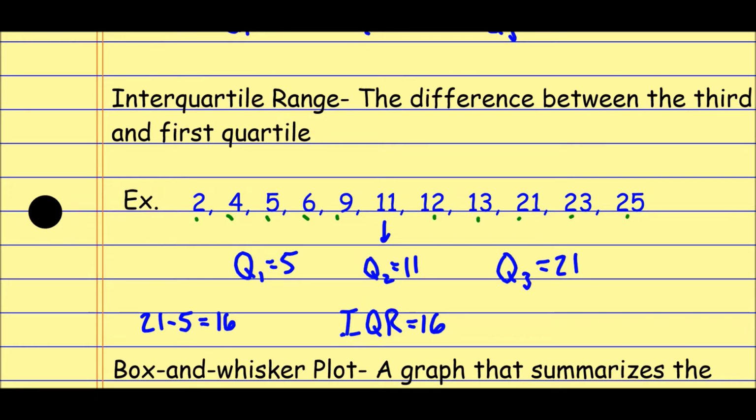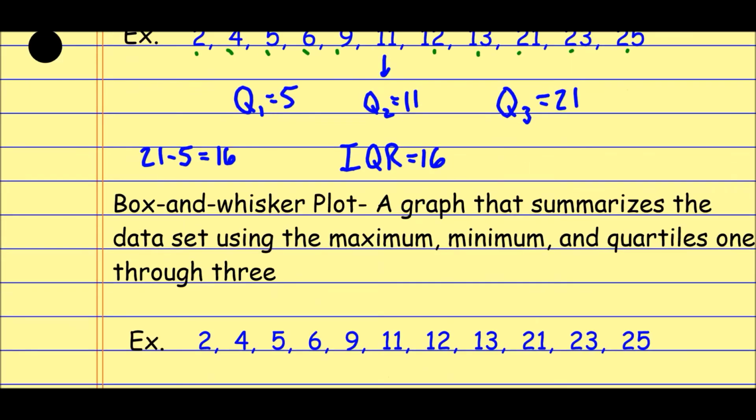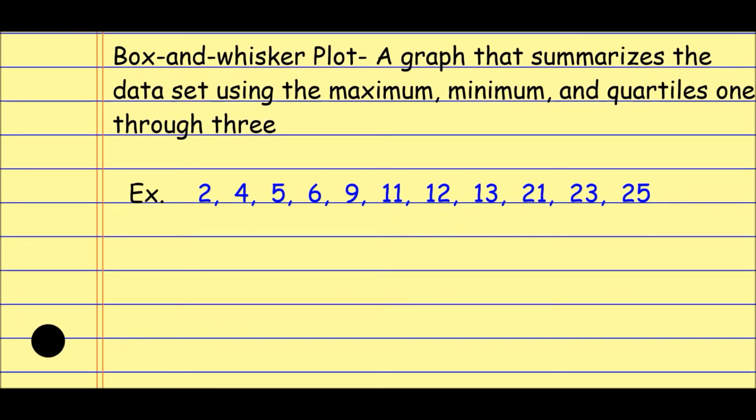Just like when we did the range, it is the least to the greatest. All right, the interquartile range is the range between the biggest and smallest quartile. Okay? So now the box and whisker plot kind of uses all of those values. If we look at this, once again, it's the same data set.